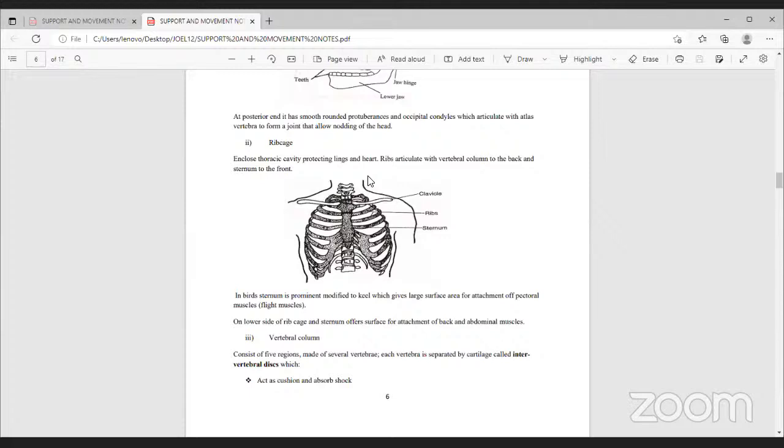Now, somebody might ask you again, you need to talk about the adaptations of the rib cage and the sternum to its function. You realize that the bones making up the rib cage are numerous. The ribs are numerous. The reason why they are numerous is also to provide a larger surface for attachment of the muscles. You can see the sternum is solid. That is in order to provide firm support or a firm surface for attachment of the ribs, etc.